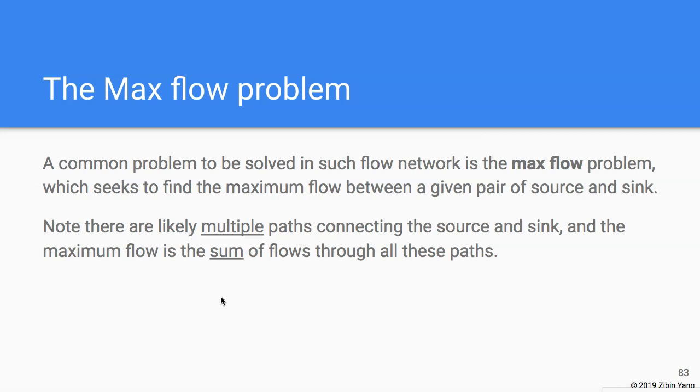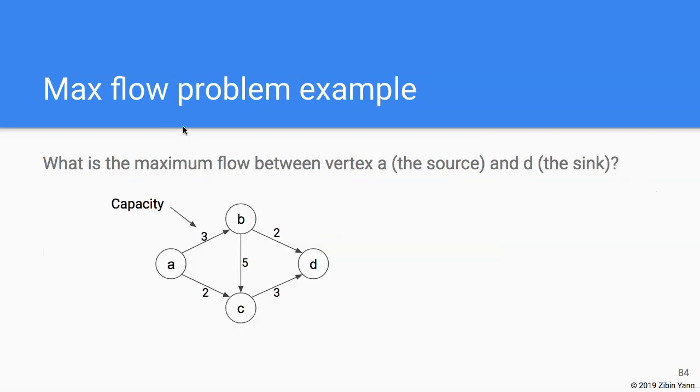So the max flow is the sum of all the flows through all these paths. This is an example of the max flow problem in this small network of 4 nodes and 5 edges. Again, these numbers along the edges mean the capacity of the edge. So for example, in a water distribution system, this could mean this pipe allows 3, say, cubic meters of water to flow through it per second.